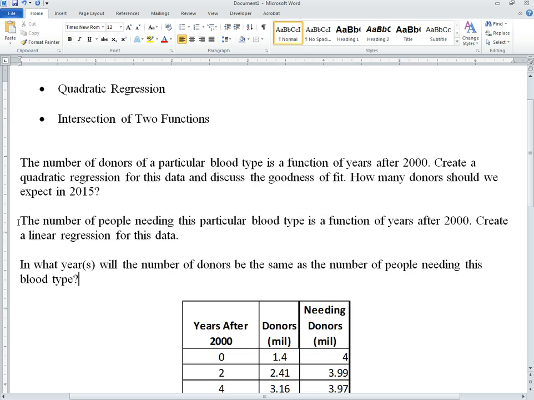So let's say that we have data, and in this case we have the number of donors of a particular blood type, and that's a function of years after 2000. Create a quadratic regression for this data and discuss the goodness of fit. How many donors should we expect in 2015?